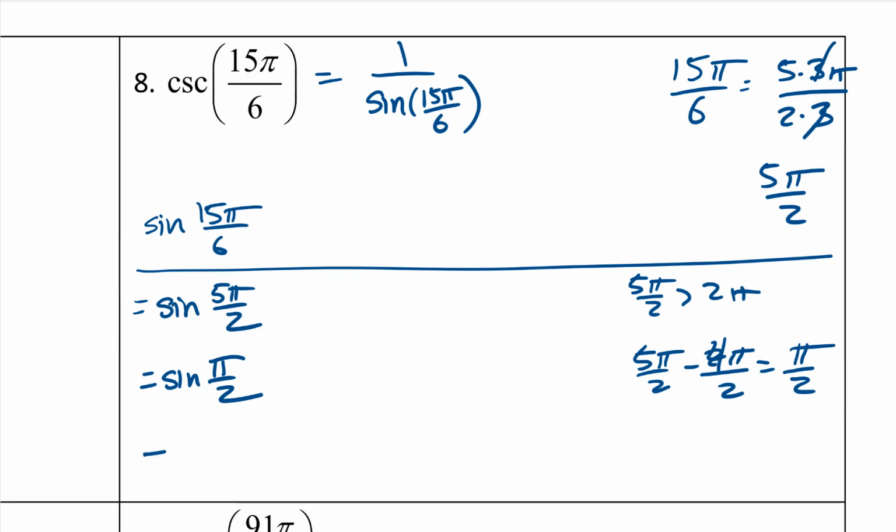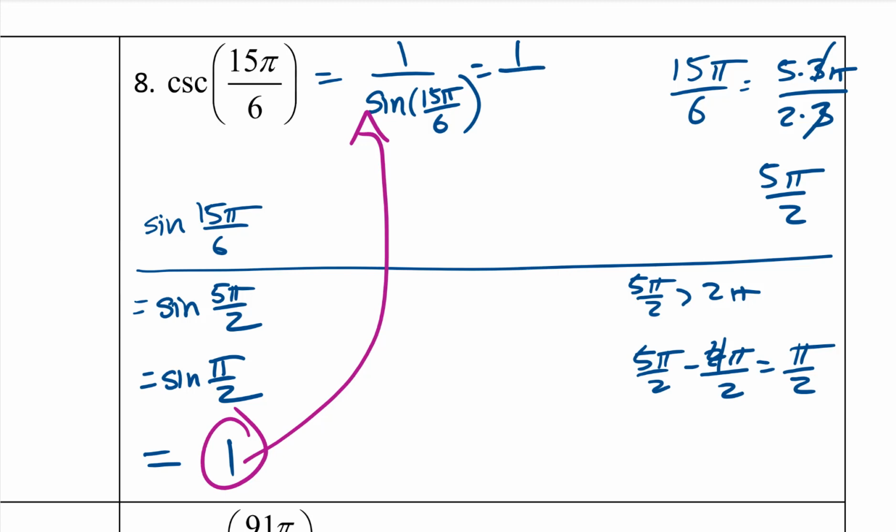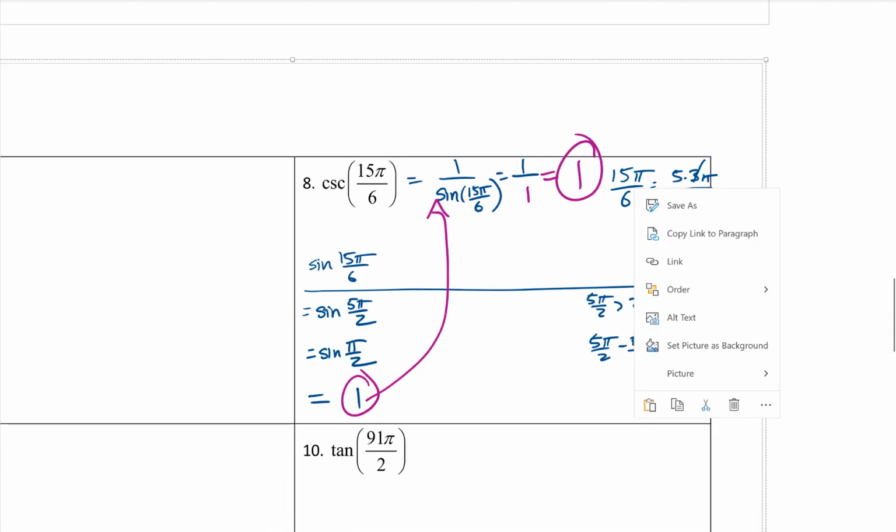What's sine of pi over 2? 1. But that's not what we were looking for. We were looking for cosecant, huh? So let's plug that number in, this 1 from here. Let's plug it in and see what we get. And we get 1 over 1, which tells us the answer is 1. There it is. Whoo.